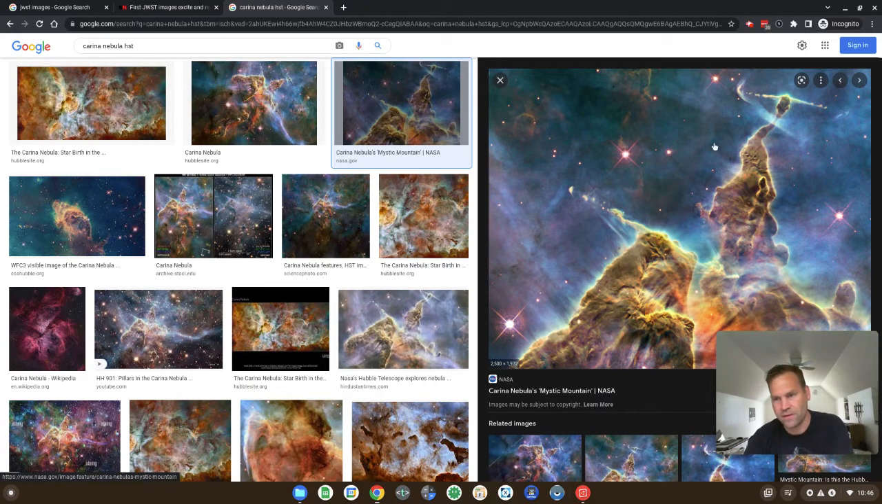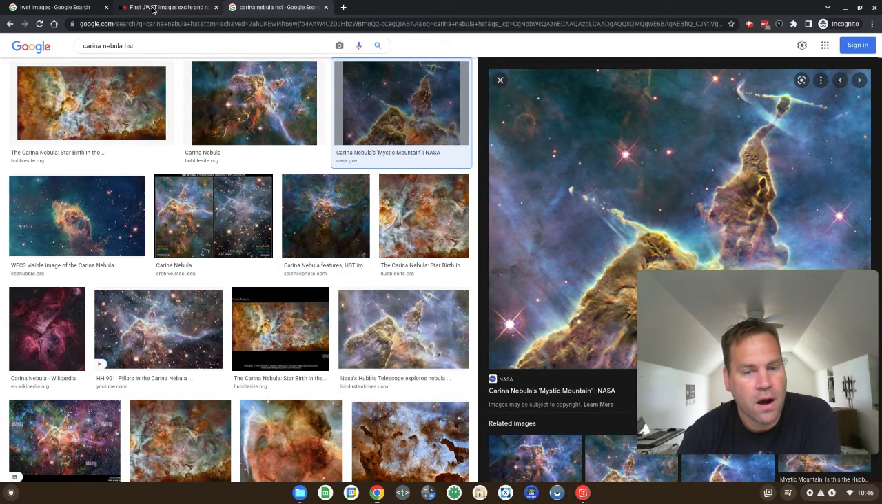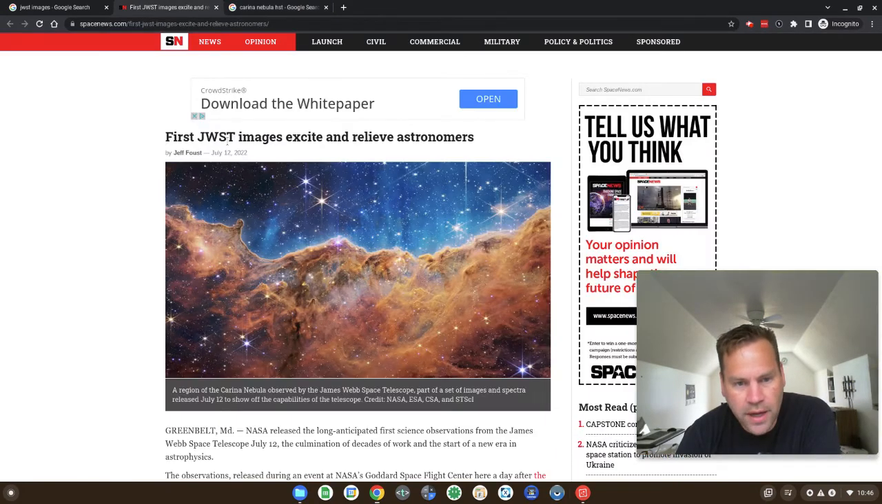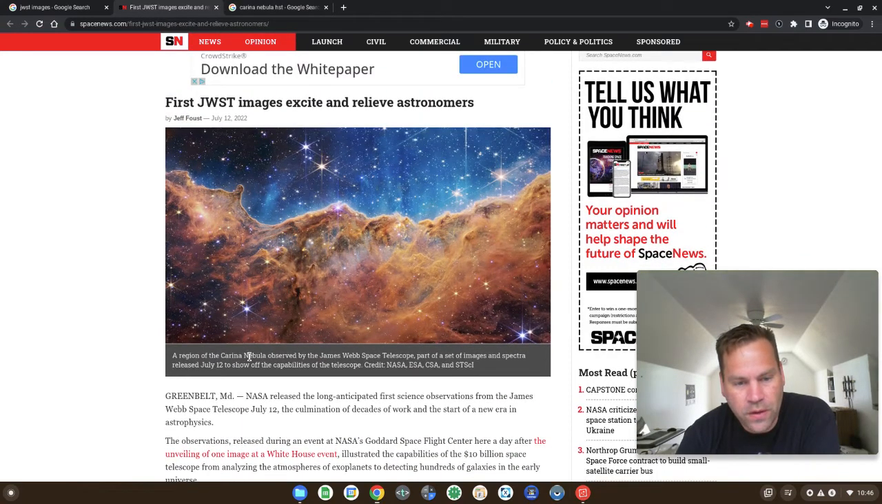So you see lots of different things. It's a huge dust cloud, looks like a star formation region, okay? A place where stars are forming out of this collapsing dust cloud. All right, and I wonder if we can even find what part. Well, maybe it'll show us in here. So this is a region of the Carina Nebula observed by the James Webb Space Telescope.